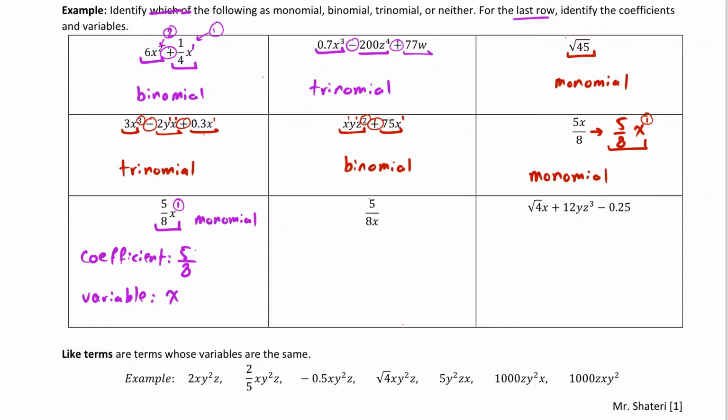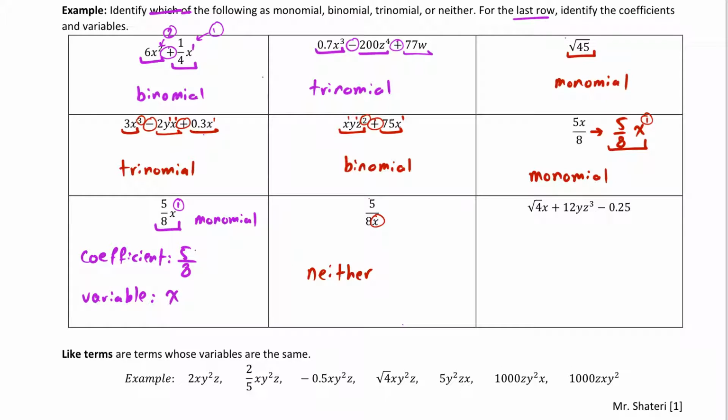Now this one is a little tricky. I have 5 over 8x. If you look before it in the description of a polynomial, it says that you can't divide by a variable. Here I'm dividing by a variable, so that can't really happen. So this is actually not a polynomial, so I'm going to call this neither.